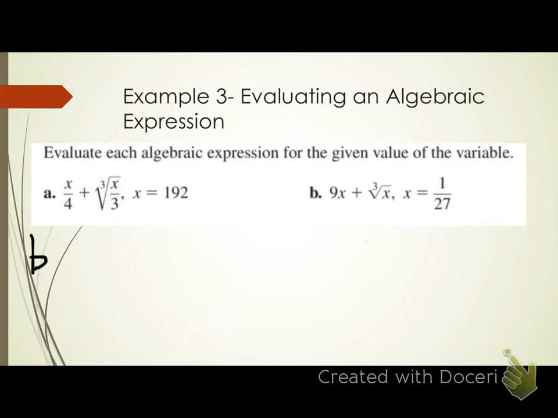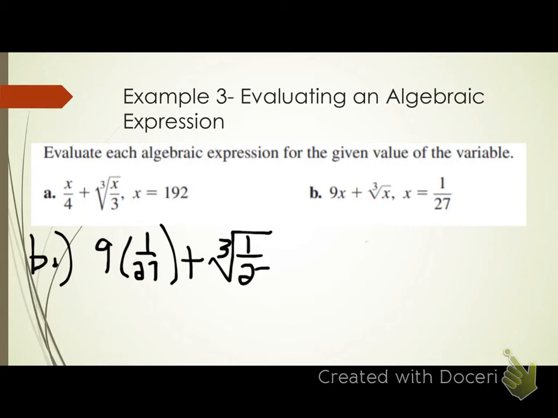Letter B. 9x plus the cube root of x, and x equals 1 over 27. What am I doing? Plug 1/27 in for x. So 9 times 1/27 plus cube root of 1 over 27. What is 9 times 1 over 27? 1/3. Very good. Good old fraction.